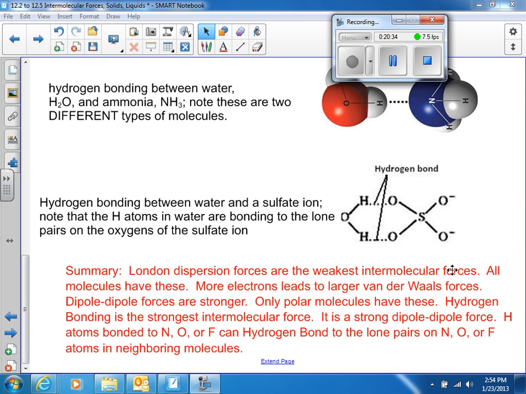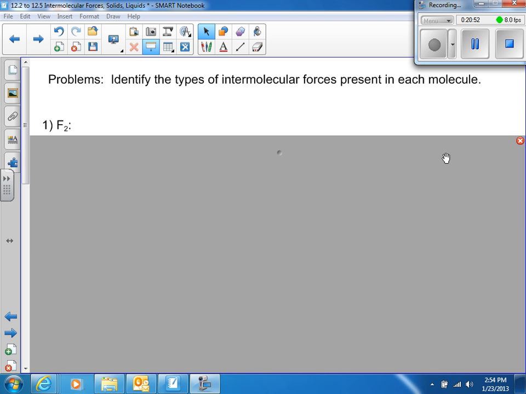And here is your summary of these 3 types of intermolecular forces. There's your summary. Okay. I'm not going to read it out loud. Everything has already been said. Strongest to weakest: strongest hydrogen bond, weakest London dispersion forces. So let's do some problems. We're going to identify the types of intermolecular forces present in each molecule.